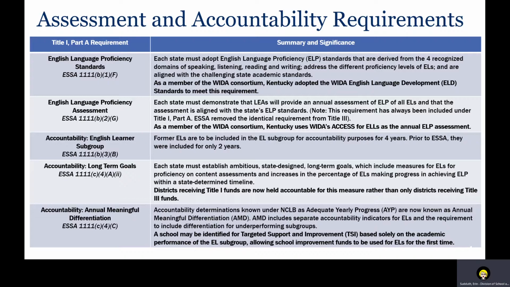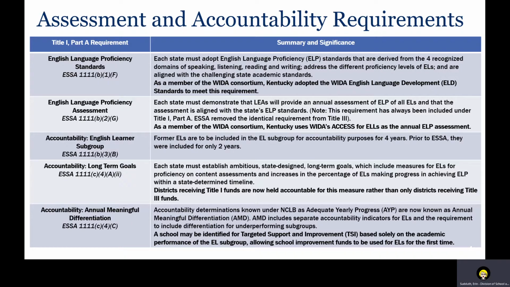The next requirement is accountability related to long-term goals required by ESSA Section 1111C4A2. Each state must establish ambitious, state-designed, long-term goals, which include measures for ELs for proficiency on content assessments and increases in the percentage of ELs making progress in achieving ELP within a state-determined timeline. Districts receiving Title I funds are now held accountable for this measure rather than only districts receiving Title III funds.